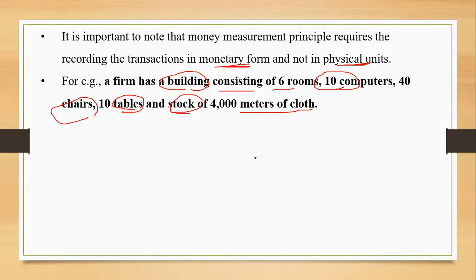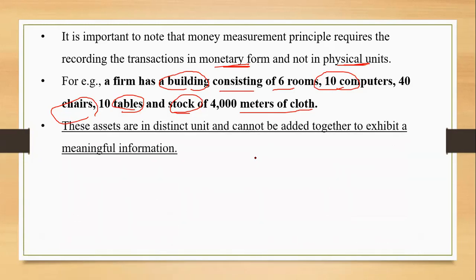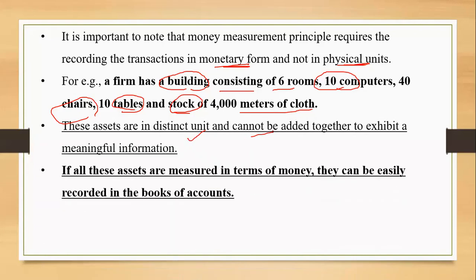We need to have a common unit of measurement, and that is rupees, right? As these assets are in distinct units, they cannot be added together to exhibit meaningful information. And if these assets are measured in terms of money, yes, then they can be recorded easily into the books of accounts.